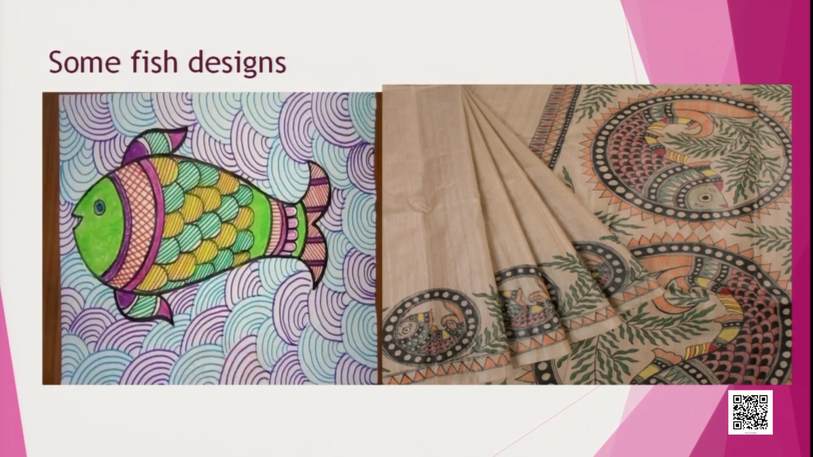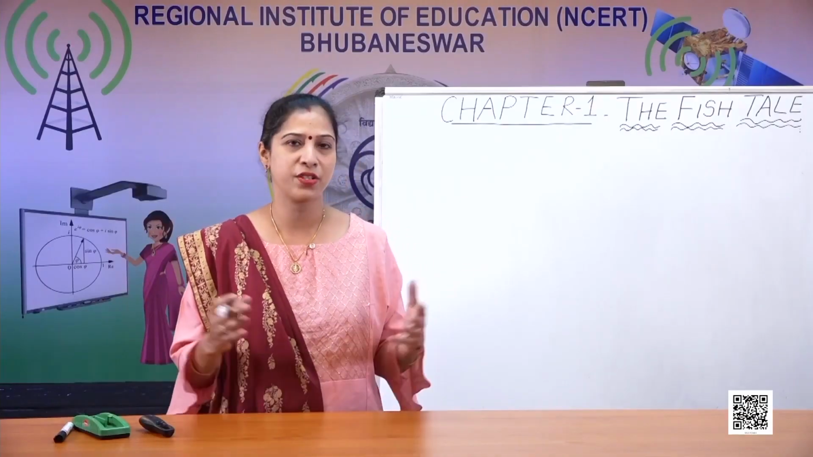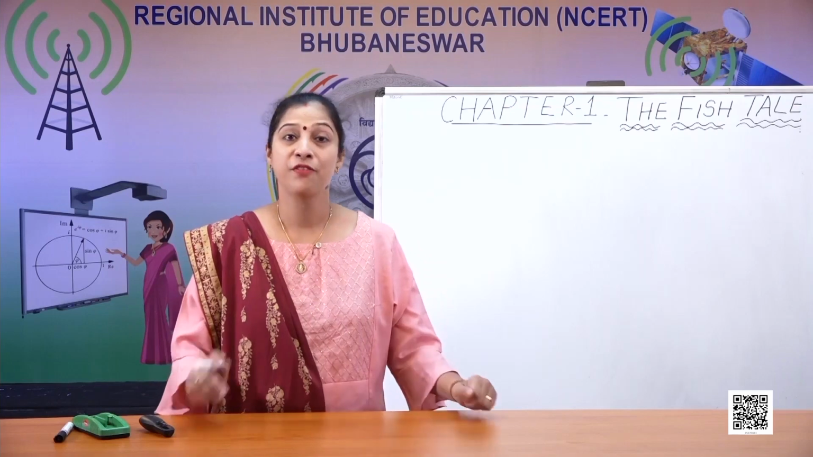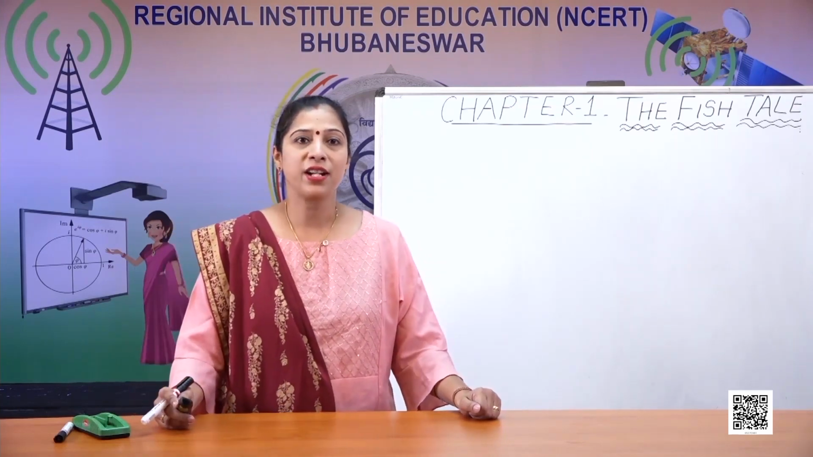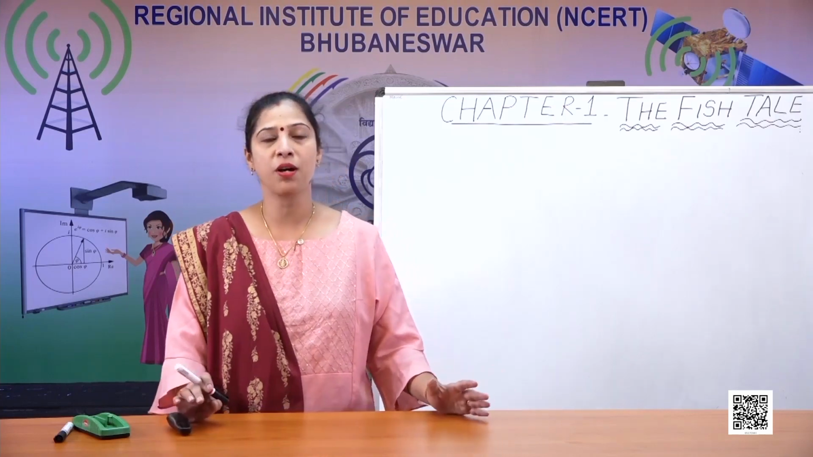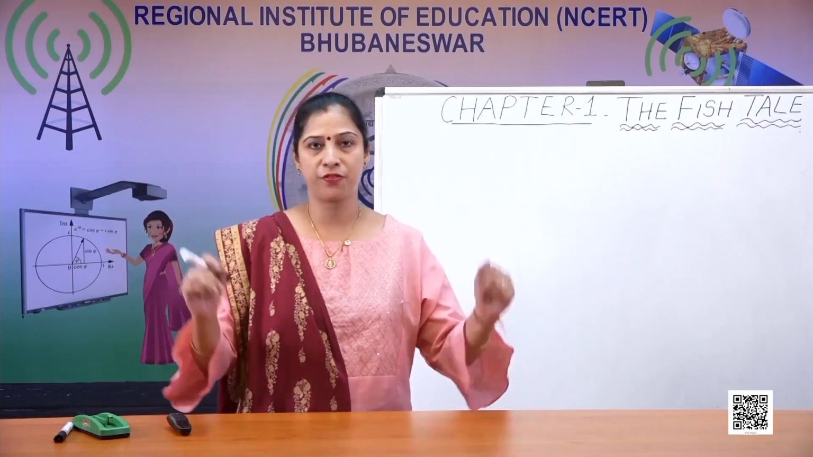The first one is a Madhubani art. It is the art of Bihar. And fish is one of the primary motifs, primary designs in there. When they draw something on the sari or whether they are doing any other wall painting, fish is one of the major motifs. Now, when we are talking about fish, let's talk about the smallest and the biggest fish.